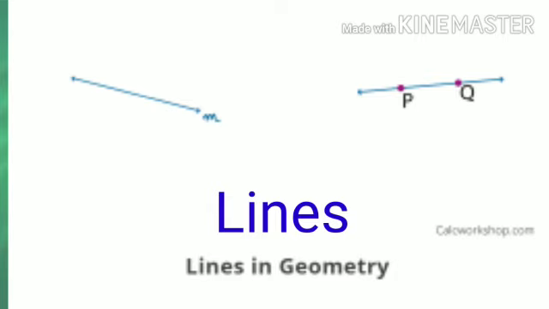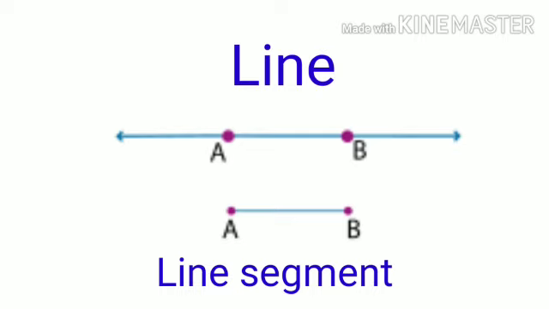Now the next is the line segment. A line segment is a part of a line. See here in this figure, the first figure is a line. If I cut the AB part from the line, this is called a line segment. A line does not have any end point, but a line segment has two end points. You can see here the end points A and B.